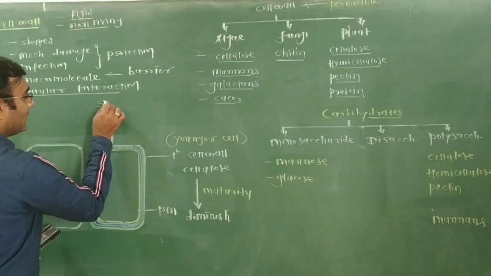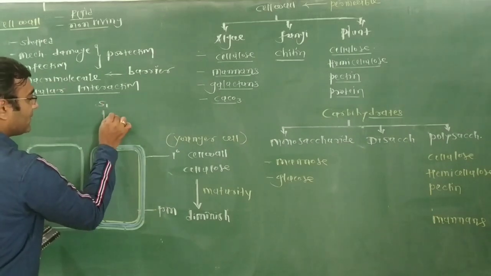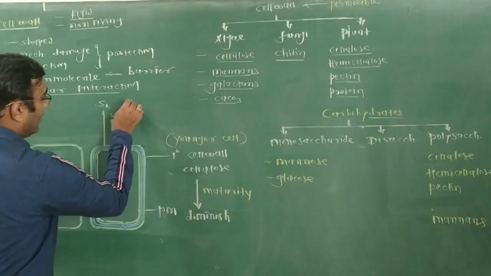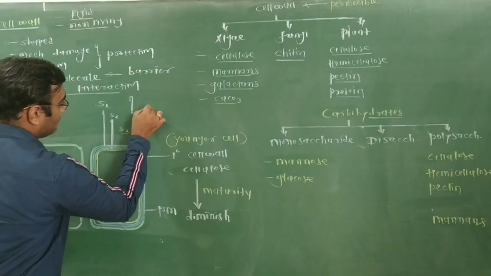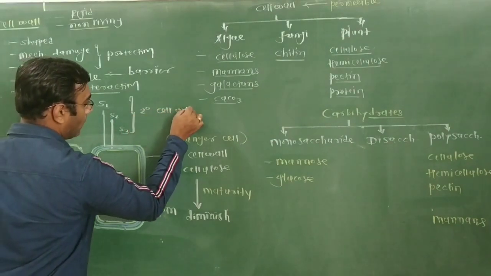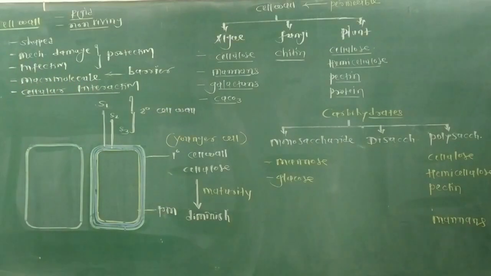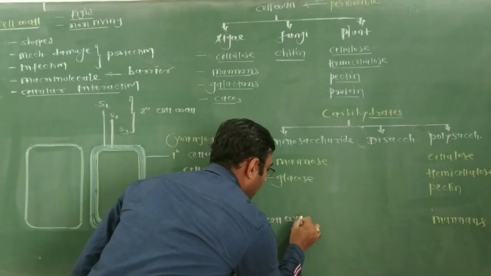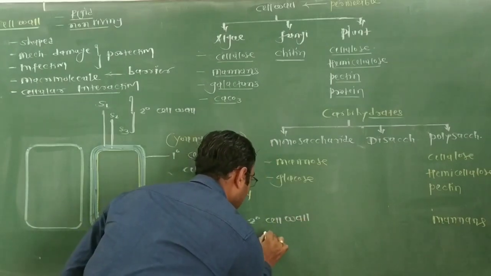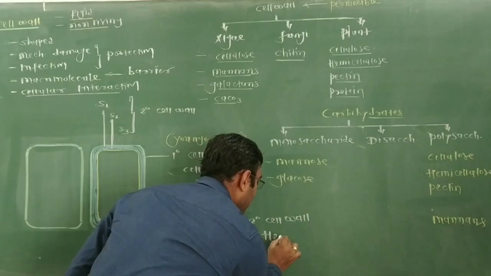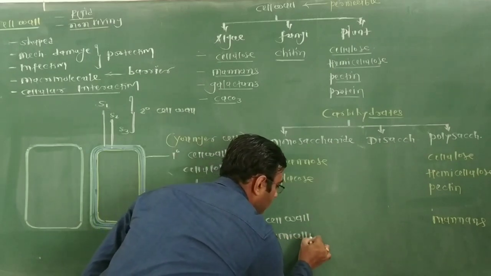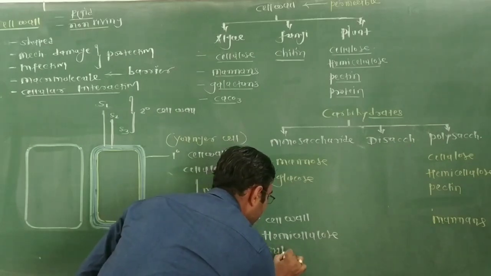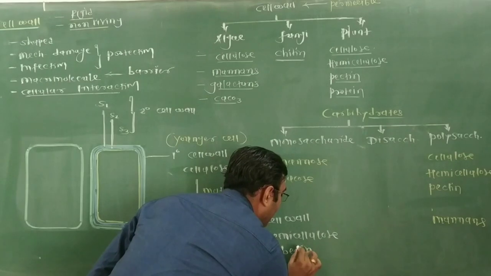Symbolically we write S1, where S means secondary cell wall. This is S2, and next arriving is S3. So these are all the secondary cell wall. And the secondary cell wall is made up of cellulose, hemicellulose, suberin and lignin.